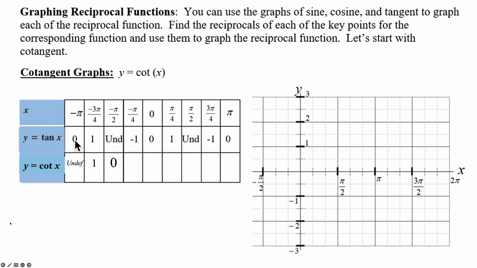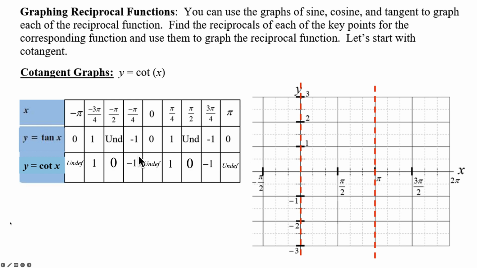I see a pattern. Every 0 becomes undefined. Every undefined becomes a 0. The ones and negative ones, if you flip them, they don't change. Negative 1, undefined, 1, that's a 0. Negative 1, that's undefined. So now I have vertical asymptotes at all my n pi's. Negative 1 pi, 0 pi, 1 pi. So I'll come over here, here's 0 to pi.